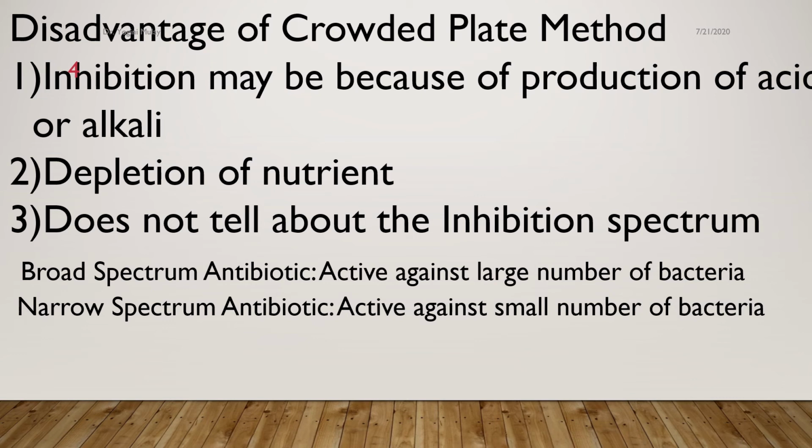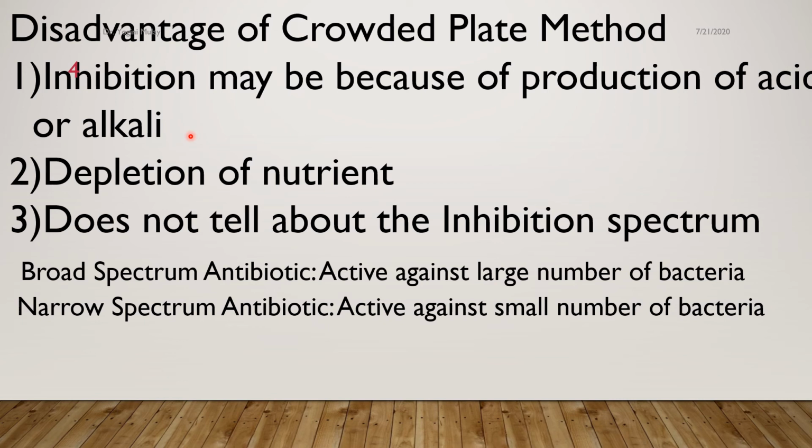But see, there is some disadvantage of the crowded plate method. Whatever method we have just now discussed was the crowded plate method. The inhibition which we have seen in the previous slide may be because of production of acid or production of alkali, because this criterion which we have used for selection does not give us a clear cut idea regarding the cause of inhibition.